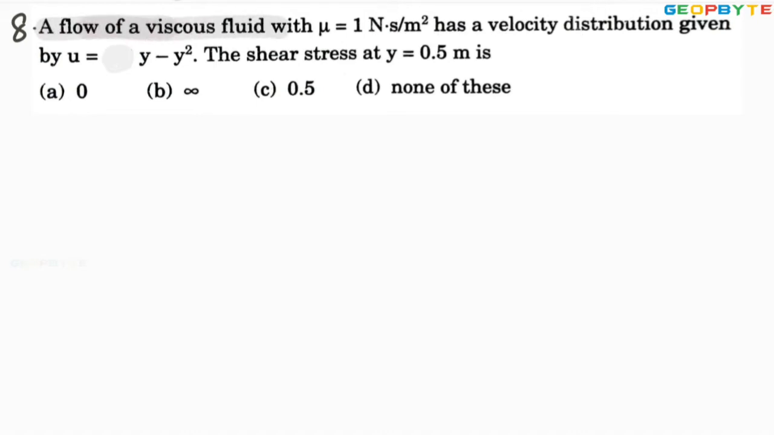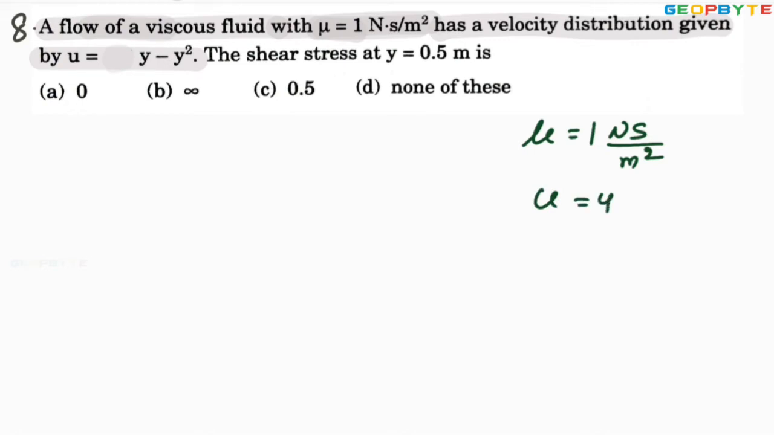A flow of viscous fluid with mu equal to 1 Newton second per meter square. Dynamic viscosity mu equal to 1 Newton second per meter square. Has a velocity distribution given by u equal to y minus y square. That is the velocity distribution. You are asked to find the shear stress at y equal to 0.5. The shear stress tau at y equal to 0.5 meter, how much?